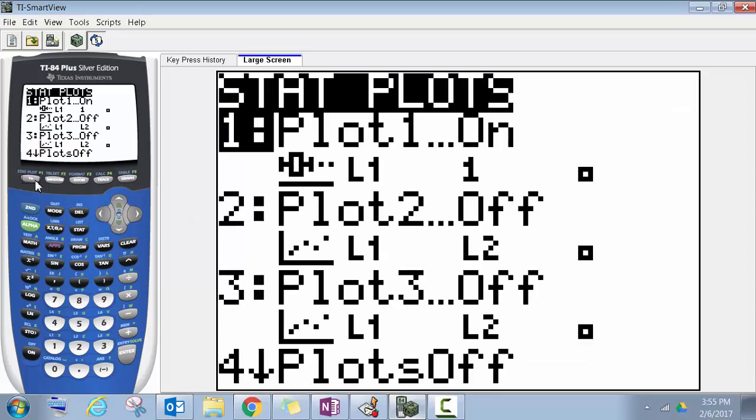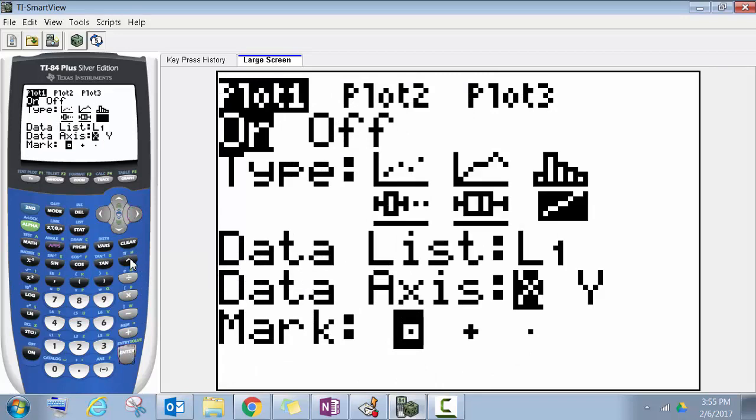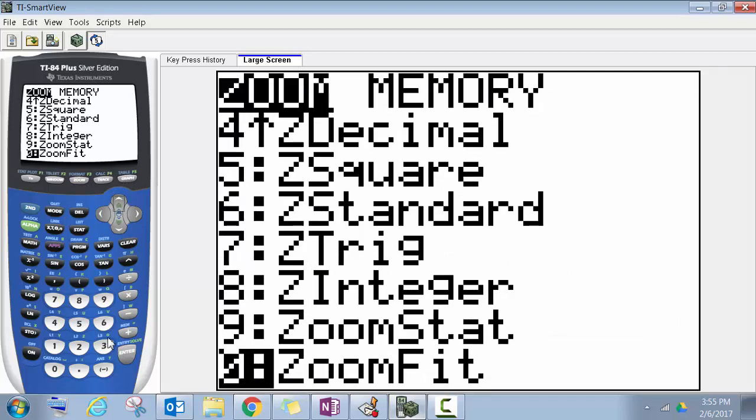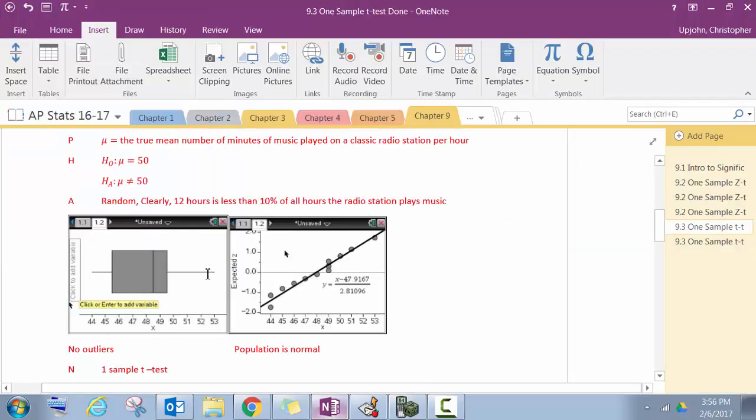So second Y equals, go to the plot again. And now we want to go to the last one, which is the normal probability plot. And just hit graph. Again, zoom, stat, number 9. Again, pretty linear. There's kind of a pattern, but for the most part it's linear, so we're going to say that our population is normal. So I have my box plot and my normal probability plot. There's no outliers, population is normal.